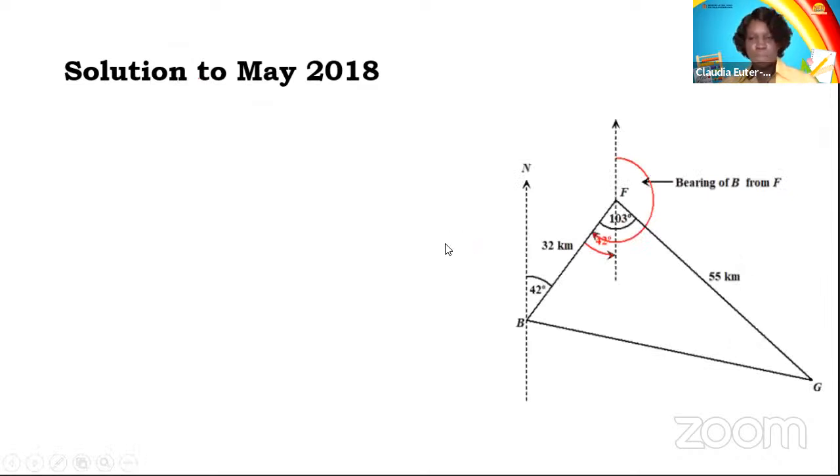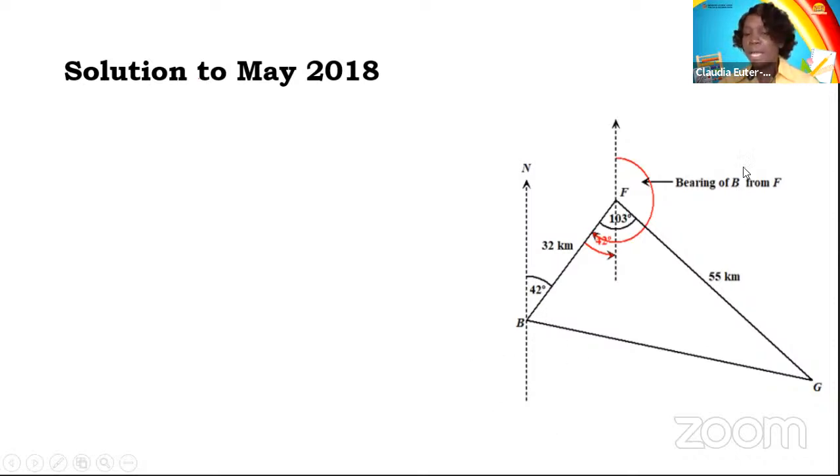So the first question, remember, because you're coming from F, the first thing you have to do is to insert your north. That's why we showed you how to draw before, because that's one of the key things you have to be able to do. Insert your north lines, and then you are coming from F and you're going to be in a clockwise direction. All right.